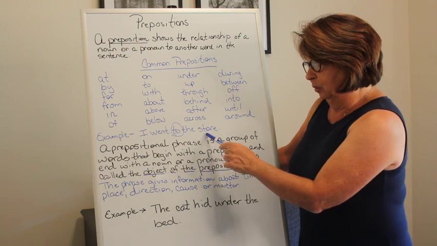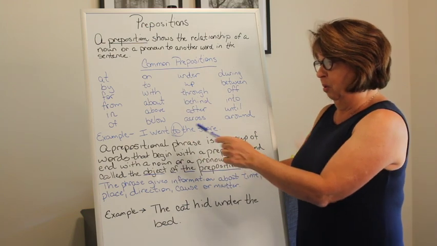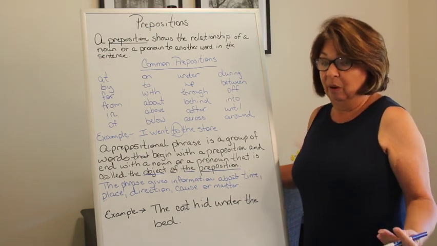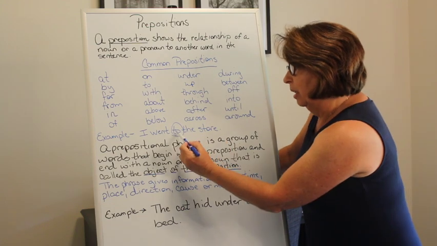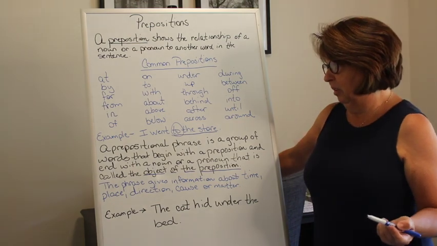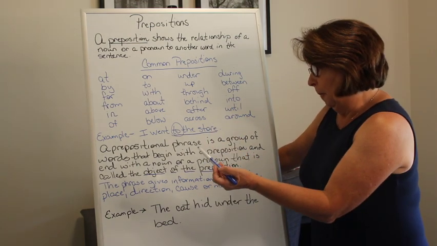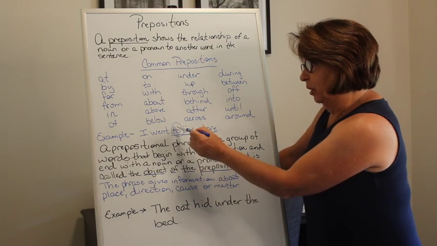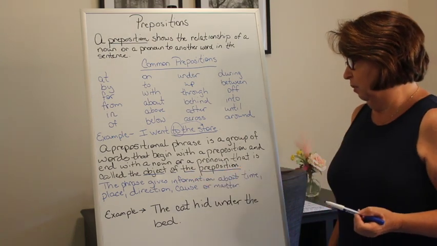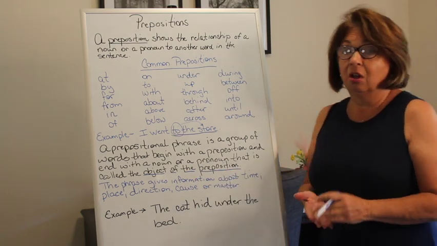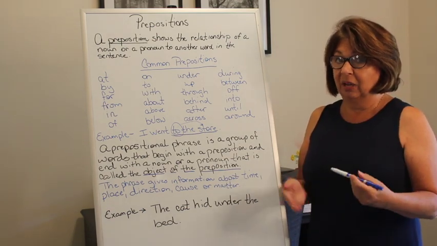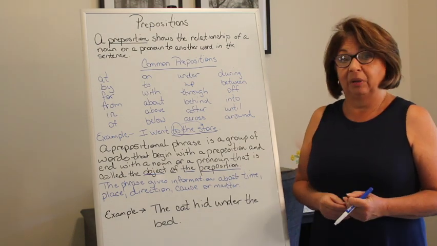All right, so in this sentence, back to it again. I went to the store. To is the preposition, and the preposition always begins the prepositional phrase. So this is the preposition, and this is the prepositional phrase. And we said it always ended with a noun or a pronoun that's going to be describing the object. So where did we go? The store. All right. The phrase gives information about time, place, direction, cause, or matter. You don't really have to think about that too frequently, but if you're trying to pick out the object of the preposition, that might be helpful.